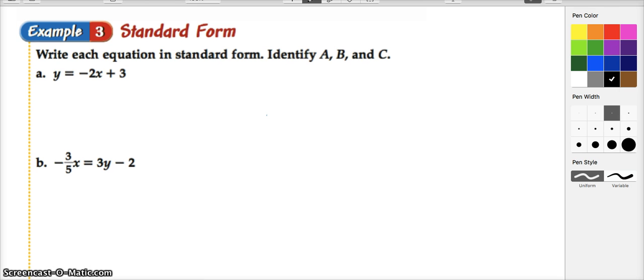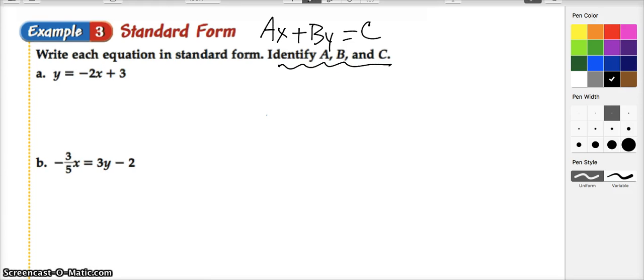Okay, so this next example has us writing in standard form. You guys remember we just talked about standard form as being ax plus by equals c. And then they asked us to go a step further and identify a, b, and c. This is like literal equations. Remember literal equations where you're just moving stuff around? It's almost like a game of shells, but we just got to do it legally. So we're going to do that.